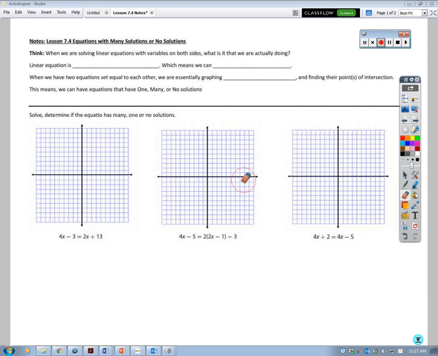So I want you to think about when we are solving linear equations with variables on both sides, what is it that we are actually doing? We're trying to find, essentially, where these two equations, if we were to graph them, intersect. What is that x value? And thinking about what a linear equation is, a linear equation is an equation that represents a straight line.